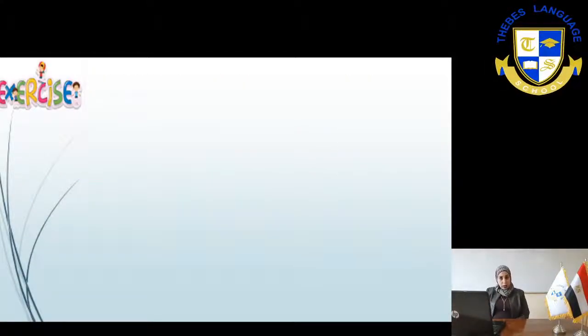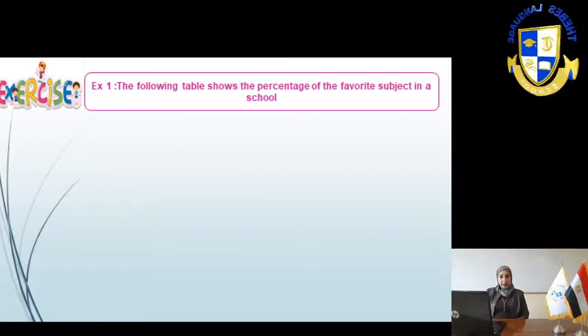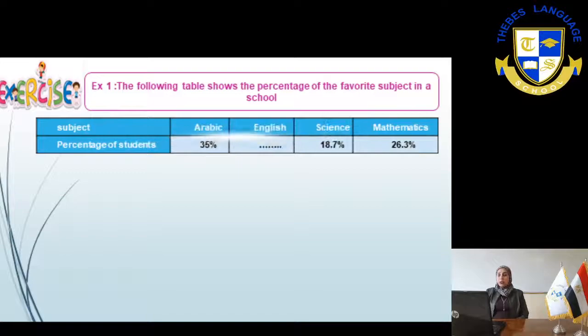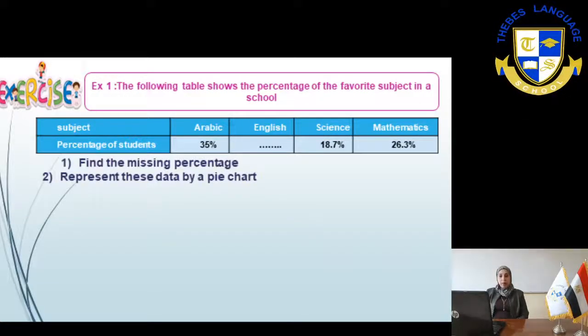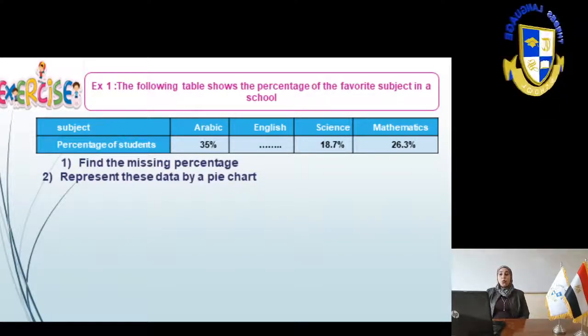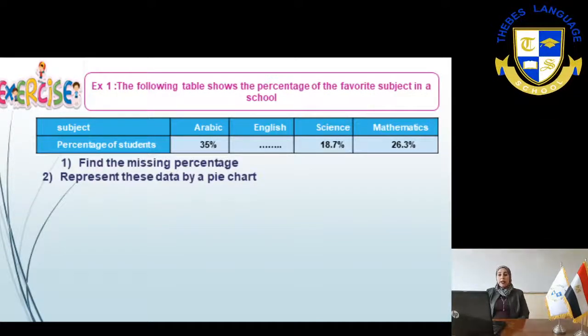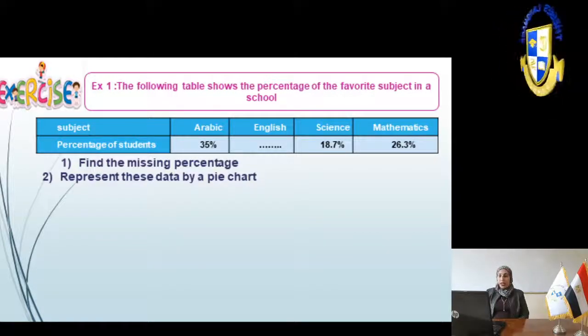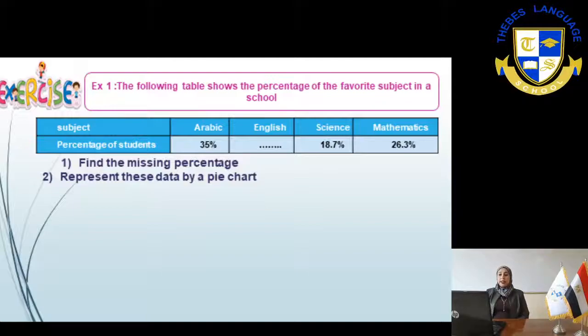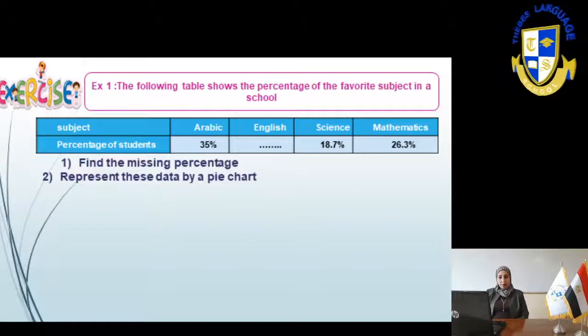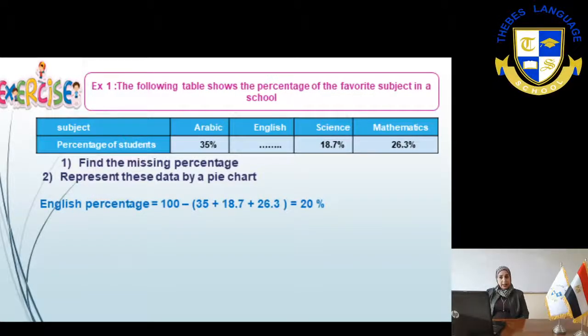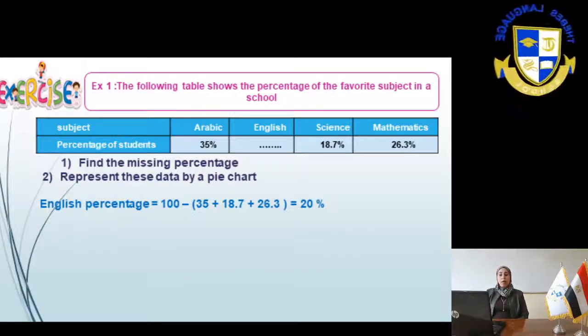Okay. Now, let's see exercise 1, how to represent this circular sector. Exercise 1: the following table shows the percentage of the favorite subjects in a school. Here we have 4 subjects, which are Arabic, English, Science, and Mathematics, and the percentage of students who prefer these subjects are: Arabic 35%, English we don't know the percentage, Science 18.7%, and Math 26.3%. Number 1, find the missing percentage. Number 2, represent this data by a pie chart.